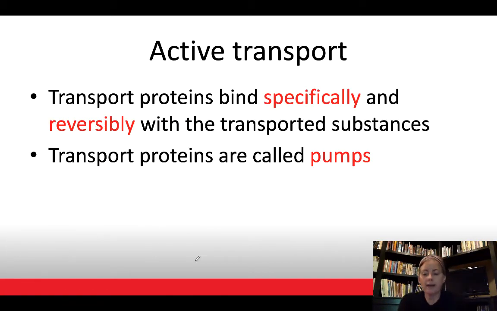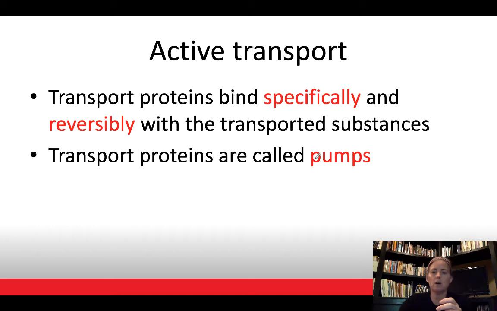So during active transport, one of the things to keep in mind is that the transport proteins, and we know those transport proteins are embedded in that plasma membrane, they are able to bind specifically and reversibly with the transported substances. So that means that this is a specific type of transport, and that once the protein binds to that particular substance, it's able to undergo a conformational change, and then it can reverse that change to get ready to bind to the next substance.